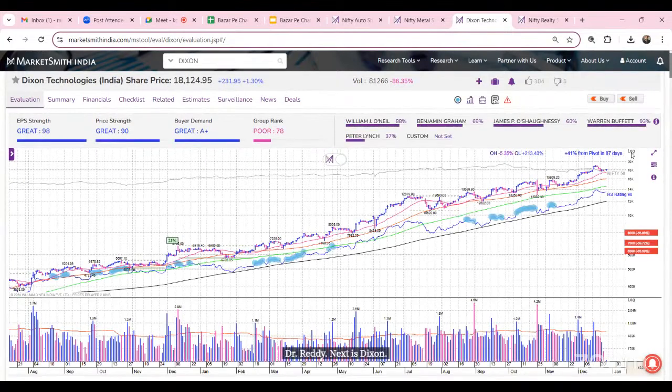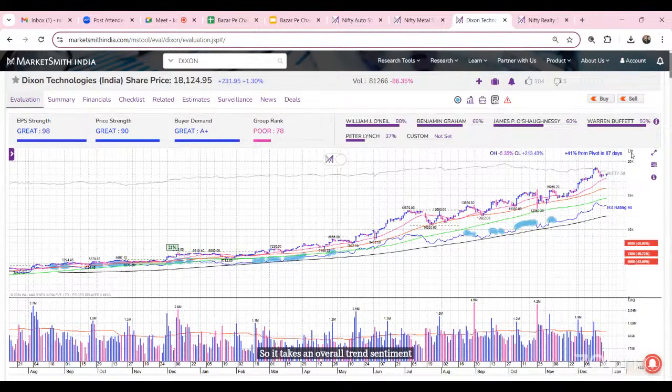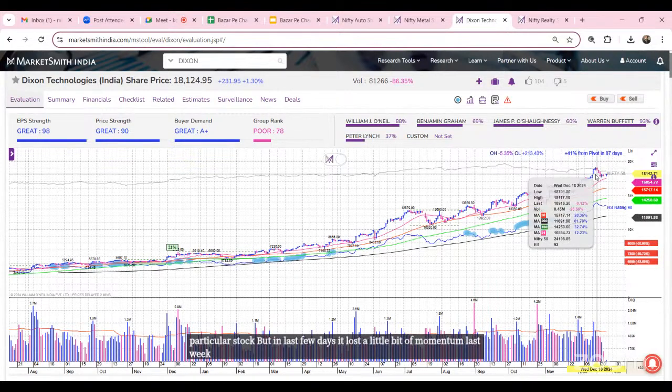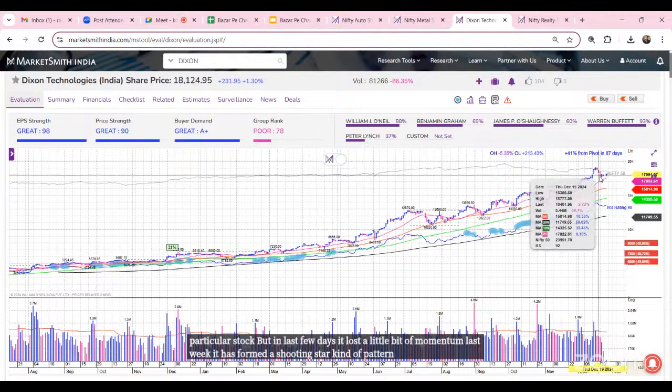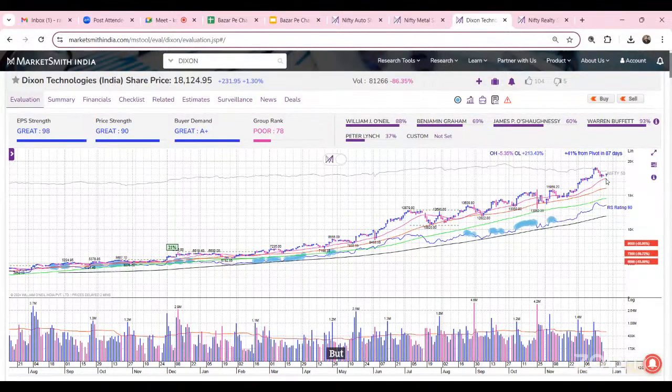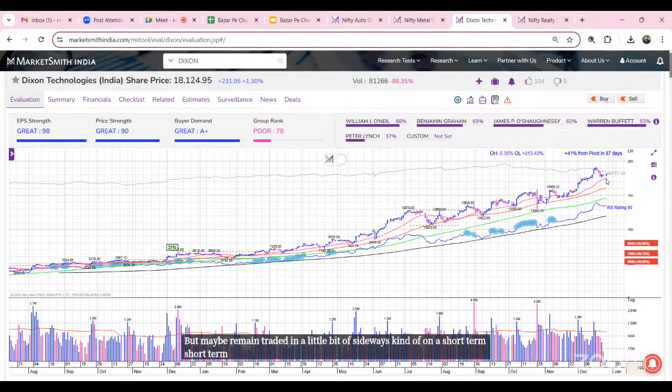So Dixon, overall trend and sentiment is positive. Just ride the rally in this particular stock. But in the last few days, it lost a little bit of momentum. Last week, it formed a shooting star kind of pattern, but follow through is not happening till now. So that is good from the bullish perspective. But it may remain traded in a little bit of a sideways zone in the short term, so I'm not denying that. But overall trend and sentiment are positive in this particular stock.